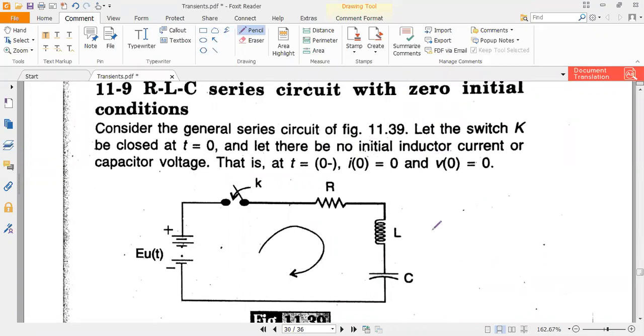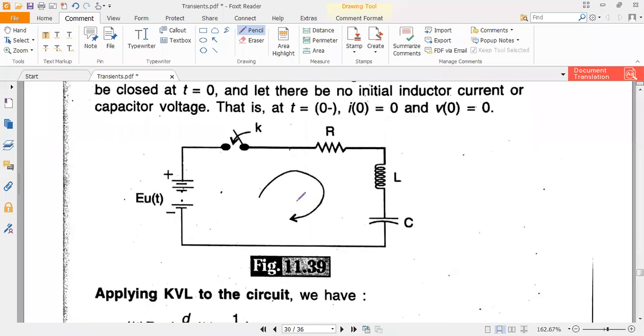As we know, because we have already discussed the individual elements and their behavior with respect to the initial conditions, for the inductor and the capacitor, just before the switch is closed, the total circuit is in the idle state. So initially, the current flowing through the inductor and the voltage across the capacitor are zero.